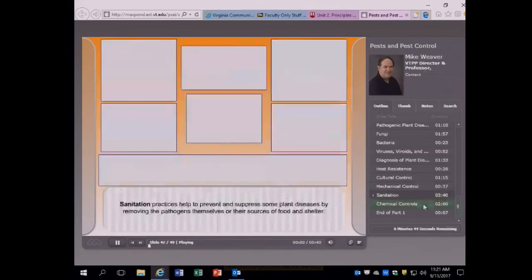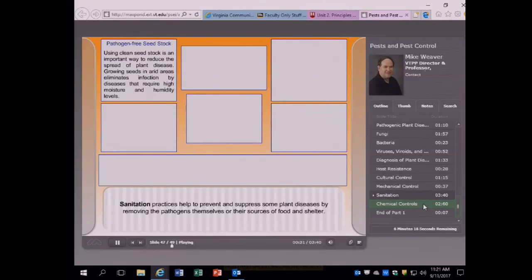Another type of control is sanitation. Sanitation practices help to prevent and suppress some plant diseases by removing the pathogens themselves or their sources of food and shelter. Examples of sanitation include the use of pathogen-free seed stock. Using clean seed stock is an important way to reduce the spread of plant disease. Seeds are often grown in arid areas where the amount of moisture is controlled by an irrigation system. This eliminates infection by diseases that require high moisture and humidity levels.